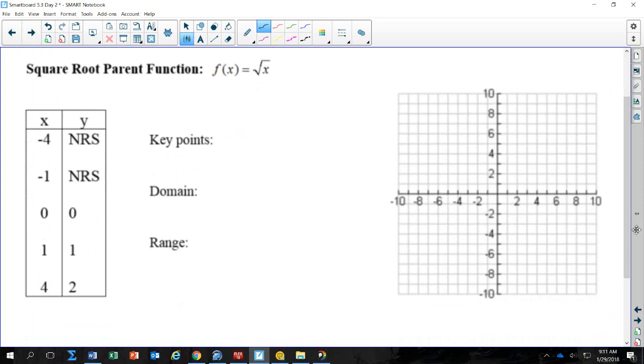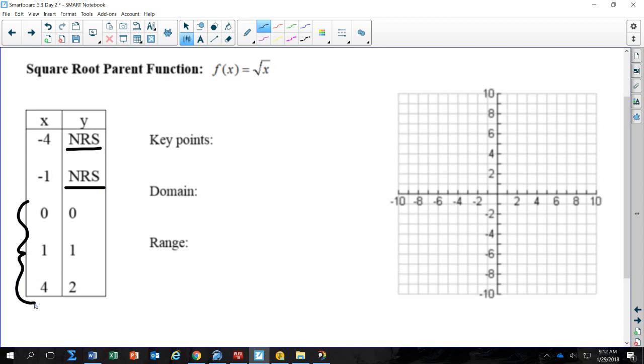Negative 4, if you plug that into the square root function, can you take the square root of a negative number? No, right? You cannot take an even root of a negative number, which is why we got no real solution when we plugged in both of those negative x values. So really, those aren't the important points because they're not going to be graphed at all. You're not going to see it on a real number graph. This is the important stuff right here.